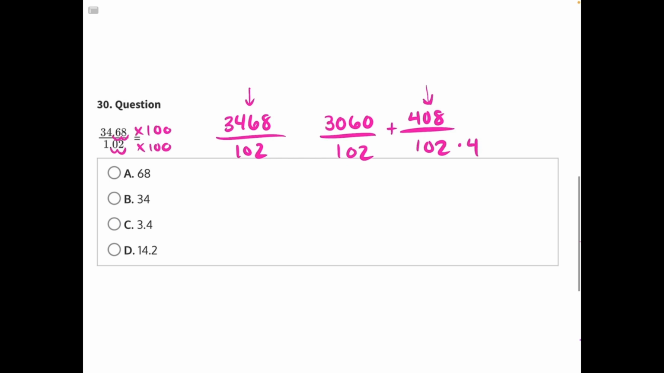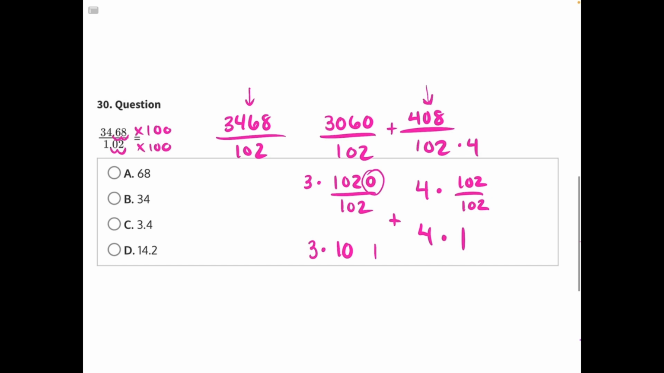So this now becomes, if we can factor 4 out of that numerator, we have 4 times 102 over 102, which would just be 4 times 1. And then on the other side, if we pull 3 out of this numerator, we would have 3 times 1,020 over 102, which when we divide 1,020 by 102, they are the same number except for this extra 0, which means dividing those two will give us a result of 10. So we have 3 times 10 plus 4 times 1, 30 plus 4 will give us 34, also making answer choice B the correct answer.